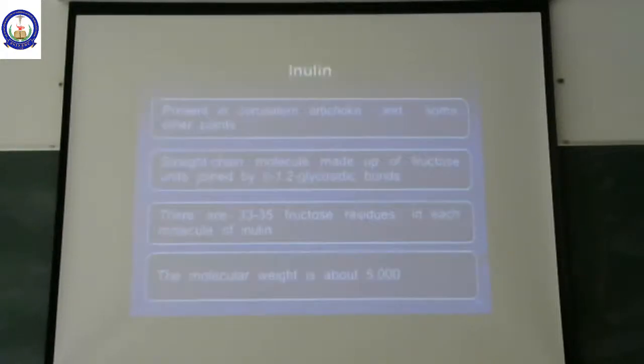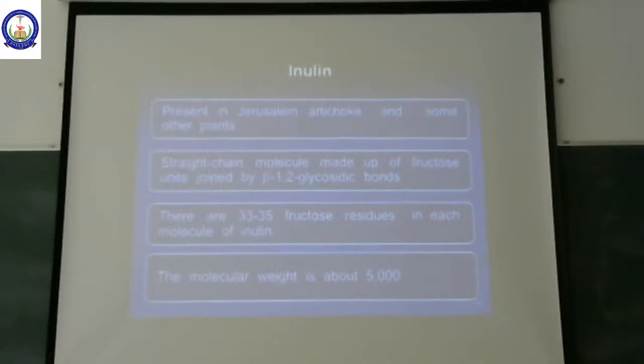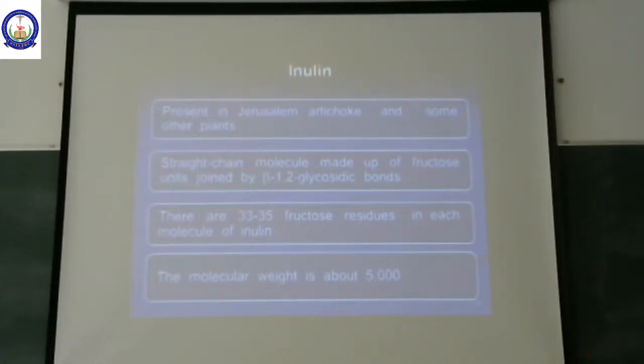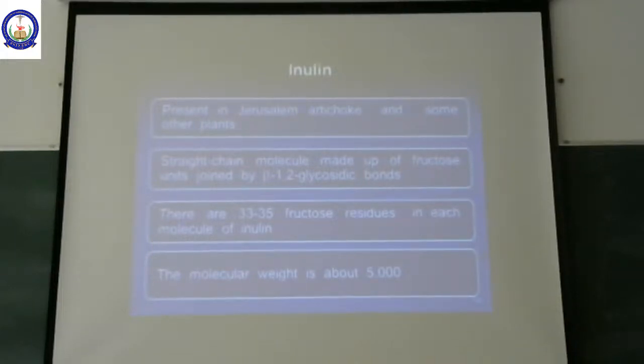Next is inulin. Inulin is the next example of a polysaccharide. It is present in the genus Dahlia and some other plants. It is a chain molecule made up of fructose. We already discussed fructose in the last class. This fructose is present in the inulin molecule, and the fructose molecules are joined by beta-1,2 glycosidic bonds. This is how inulin is formed.